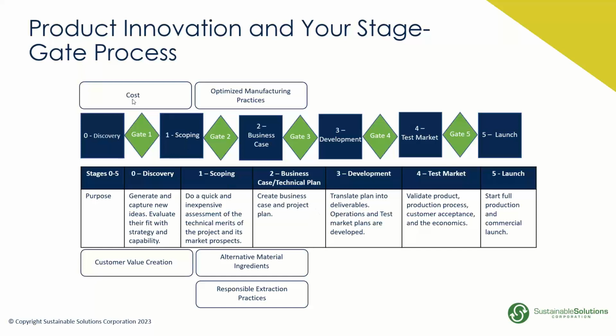So the thing you see here is I have a couple other boxes. A lot of times we want to think about what are things we can integrate here in the stage gate process from a sustainable product thinking mindset. So cost is always a very important one. Looking at optimizing our manufacturing practices, looking at alternative material ingredients, maybe responsible extraction, customer value creation. These are all things we'll think about, and I'll talk more about that in a minute.